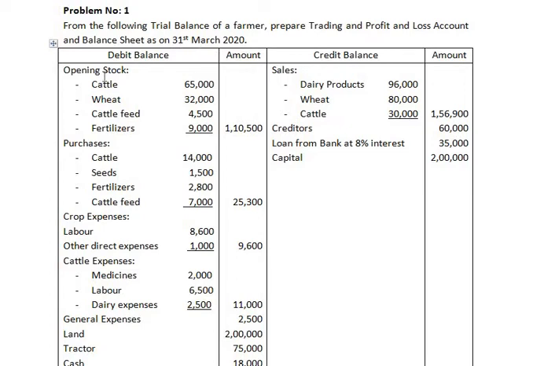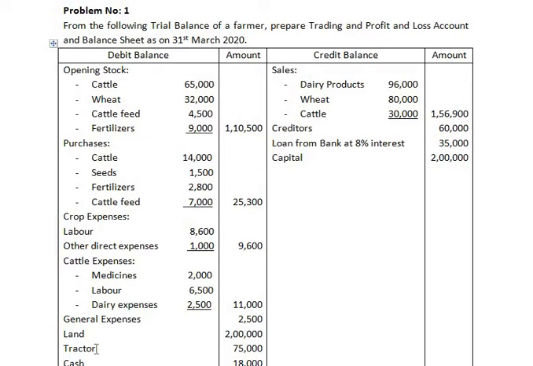Opening stock, this has to be debited to the trading account. Purchases, this has to be debited to the trading account. Crop expenses, this has to be debited to the trading account. Cattle expenses, this has to be debited to the trading account. General expenses, this is an indirect expense, this has to be debited to the profit and loss account.